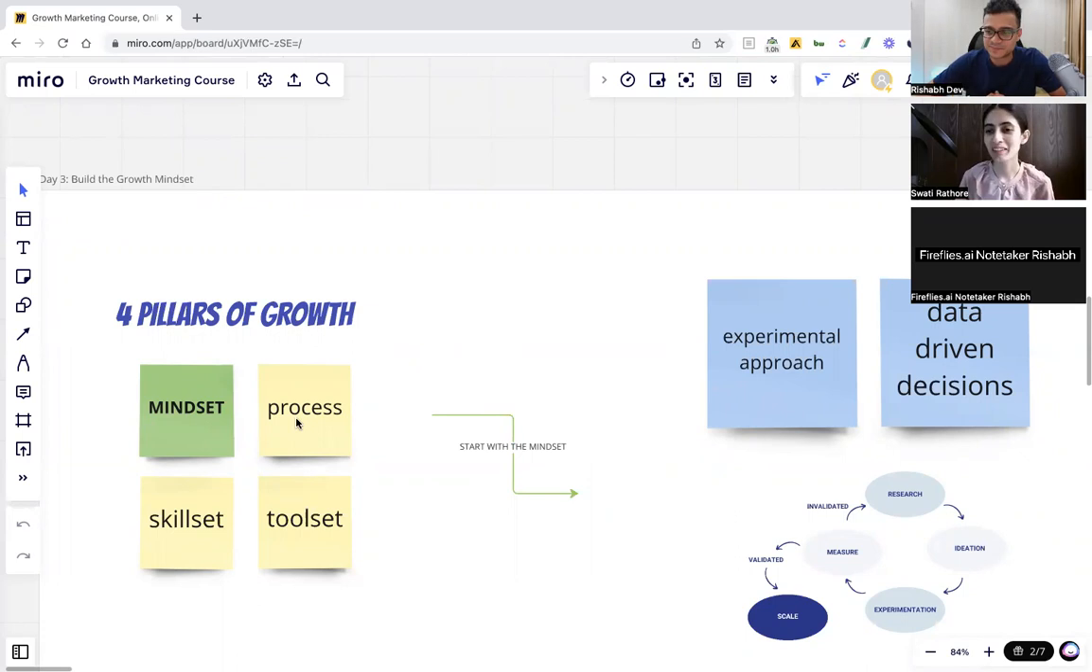No, I think it's been a great lesson, and especially how you compare the mindset of growth hacking to life. I think it holds true. Yeah, looking forward to the rest of the lessons.